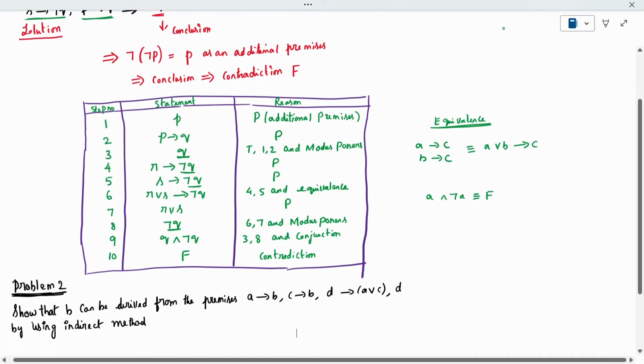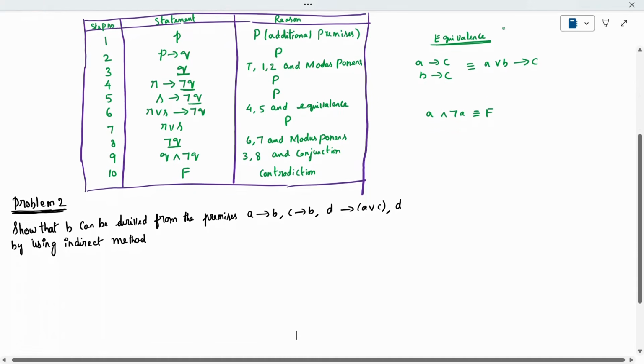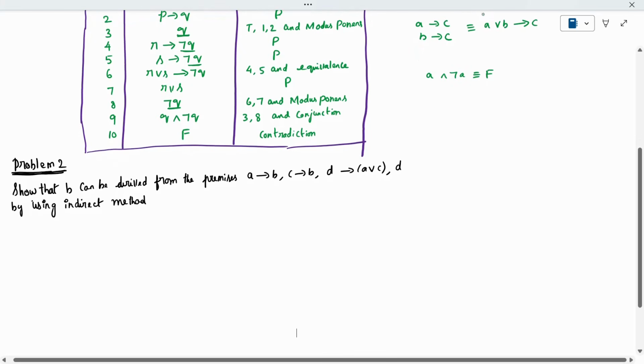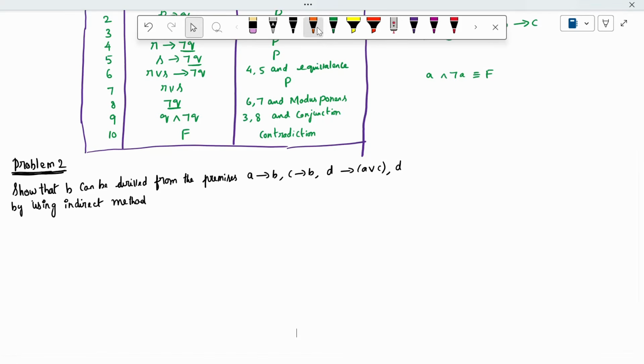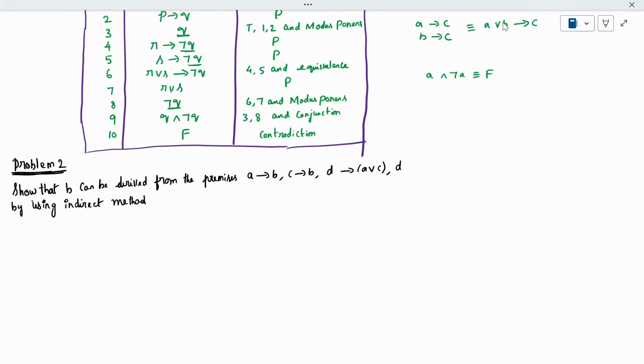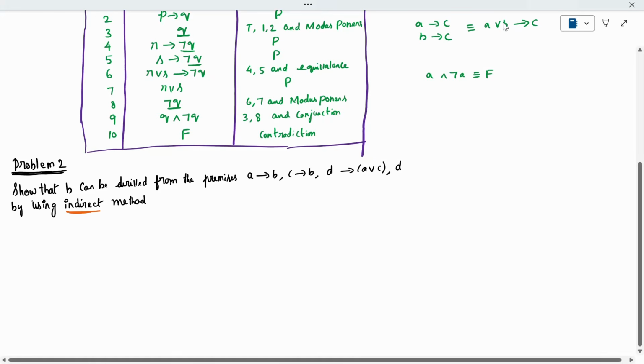I'll go with one more problem in this indirect method so that you can understand. Second question. Show that B can be derived from the premises. So many premises are given, by using the indirect method. It is mentioned indirect means indirect only. You should not use some other method. Okay, indirect method means what is the rule? The given conclusion. Now show that this is our conclusion. Conclusion is B.